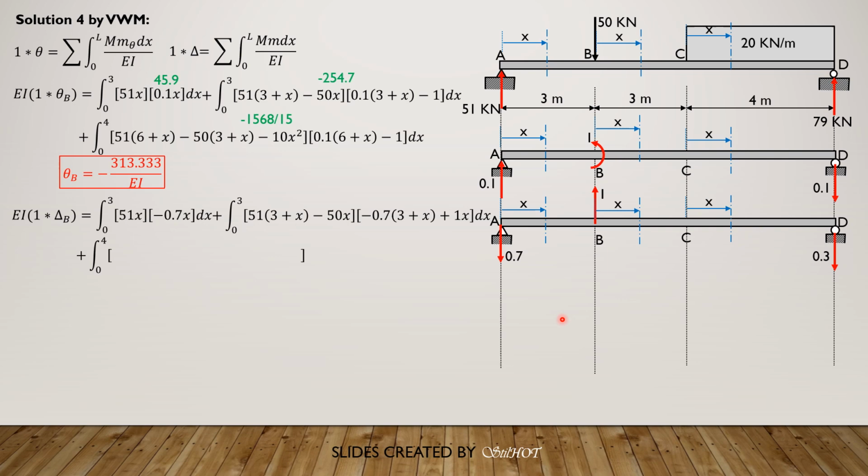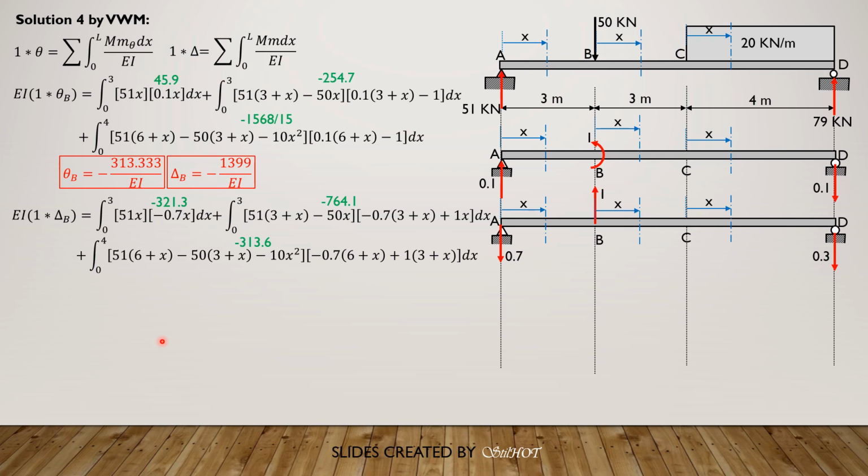Then for the last section, 51 times quantity (6 plus x) minus 50 times (3 plus x) minus 10x squared, then times the quantity negative 0.7 times (6 plus x) minus 1 times quantity (3 plus x) dx. So as before, I do not present the details of this integration, so I'll just give you the value. We have negative 321.3, the second integral is negative 764.1, and the third integral is negative 313.6. Combining, delta B is negative 1399 over EI as before.